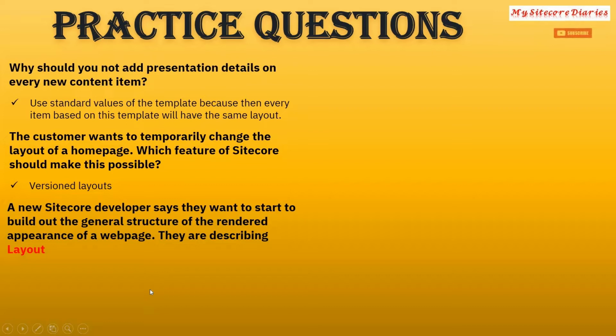A new Sitecore developer says they want to start to build out the general structure of the render appearance of the web page. They want to build the scaffolding. So it must be described in the layout. What is mandatory for presentation details? A layout. Without a layout, you can't have the presentation details.